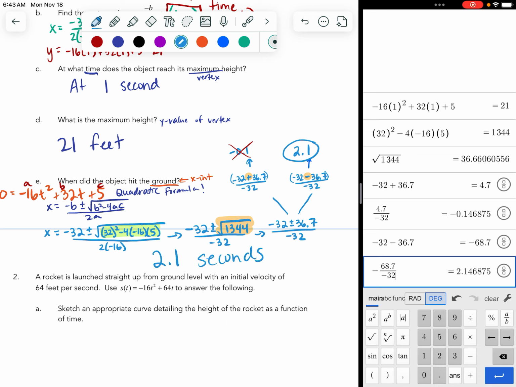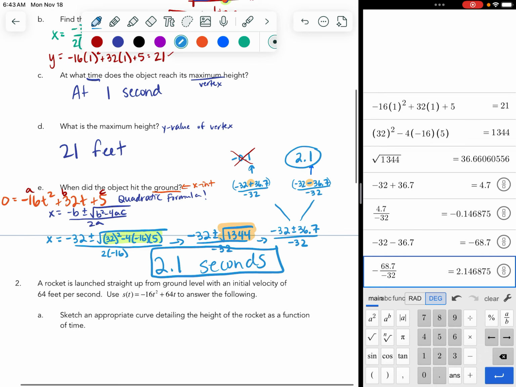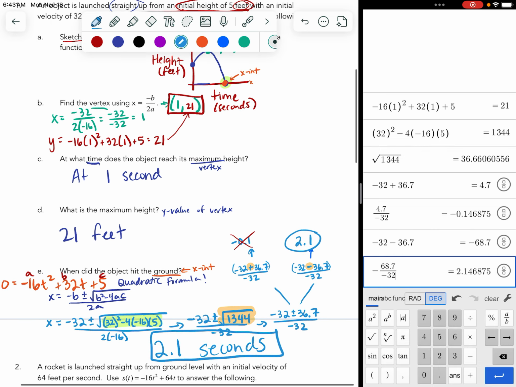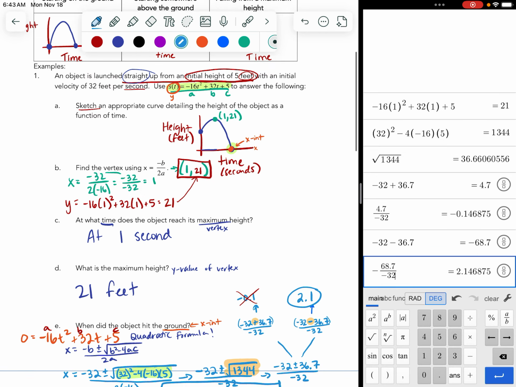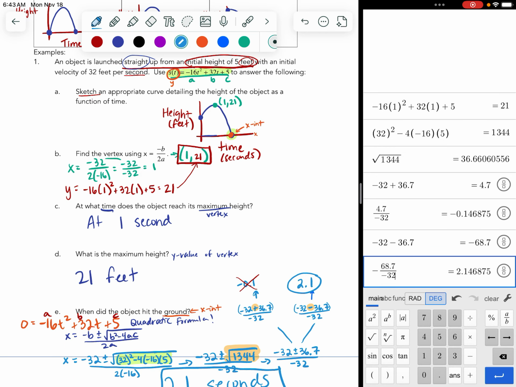So that would be my final answer, okay? This is the real life stuff that you use this for. Decimals are going to be more realistic than getting nice numbers. Yes, I know it's a lot of work, but it's stuff we've done before, okay? So that's the first one. That's something being launched straight up from the air.